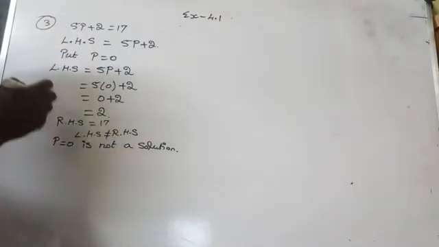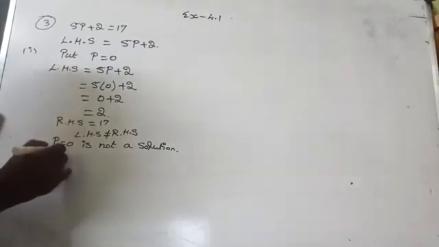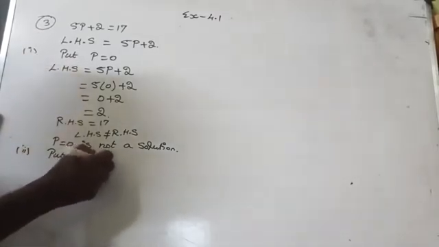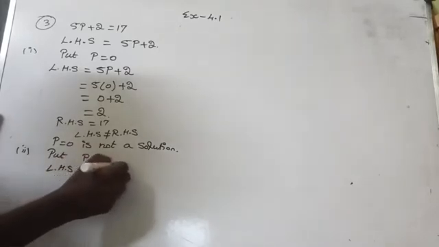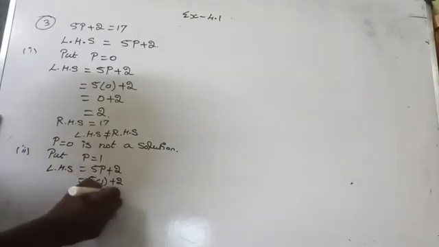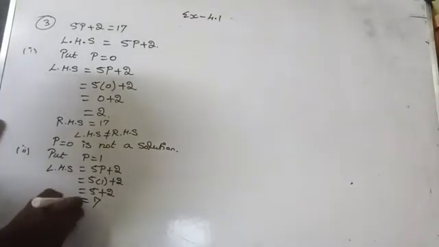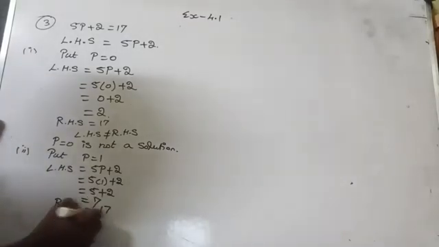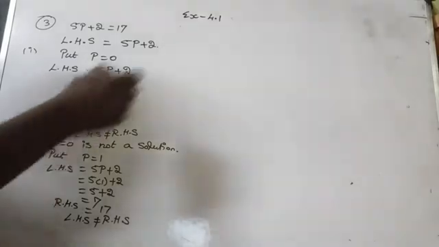Okay, now put p equal to 1. The left hand side is 5p plus 2, so 5 into 1 plus 2. 1 into 5 is 5, 5 plus 2 is 7. But the right hand side is 17. The left hand side is not equal to the right hand side. Therefore p equal to 1 is not a solution.